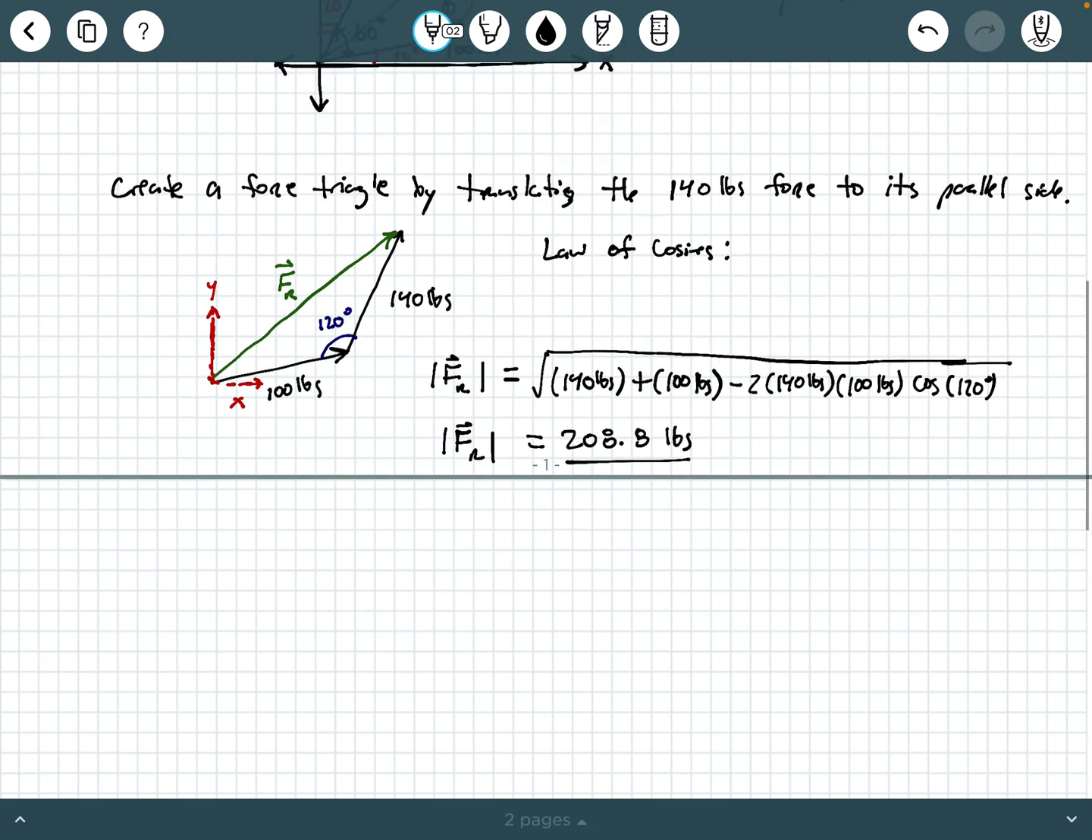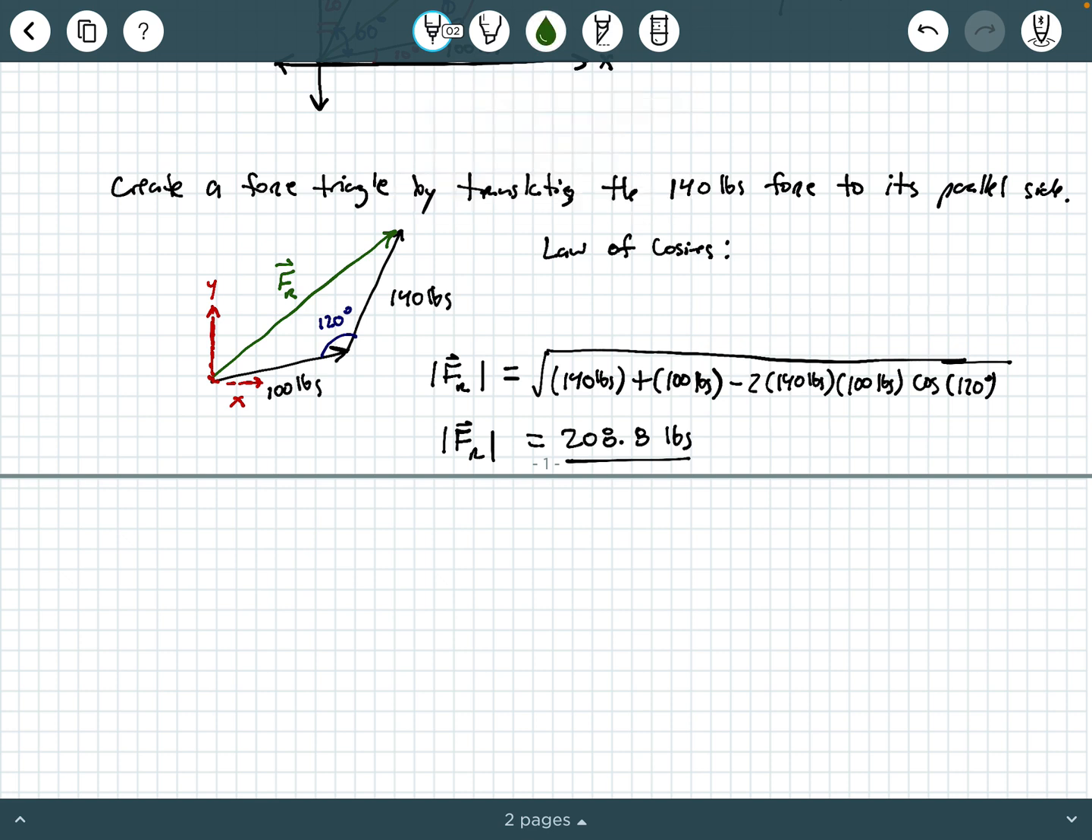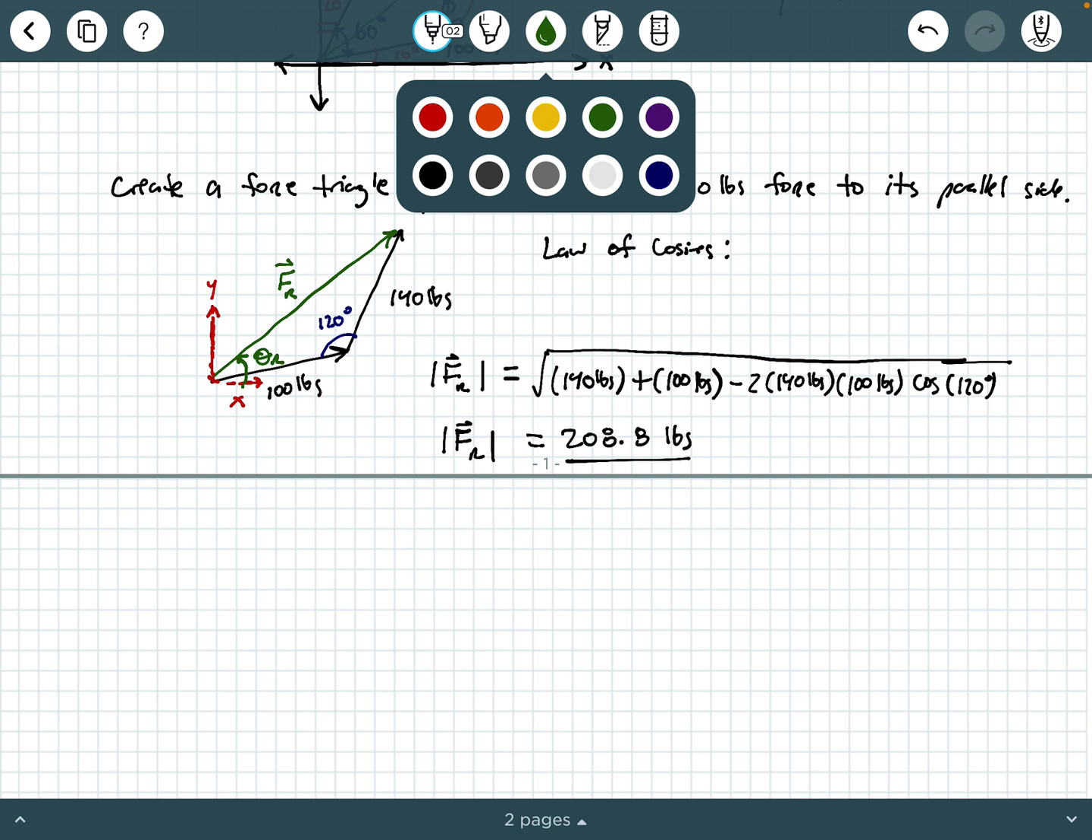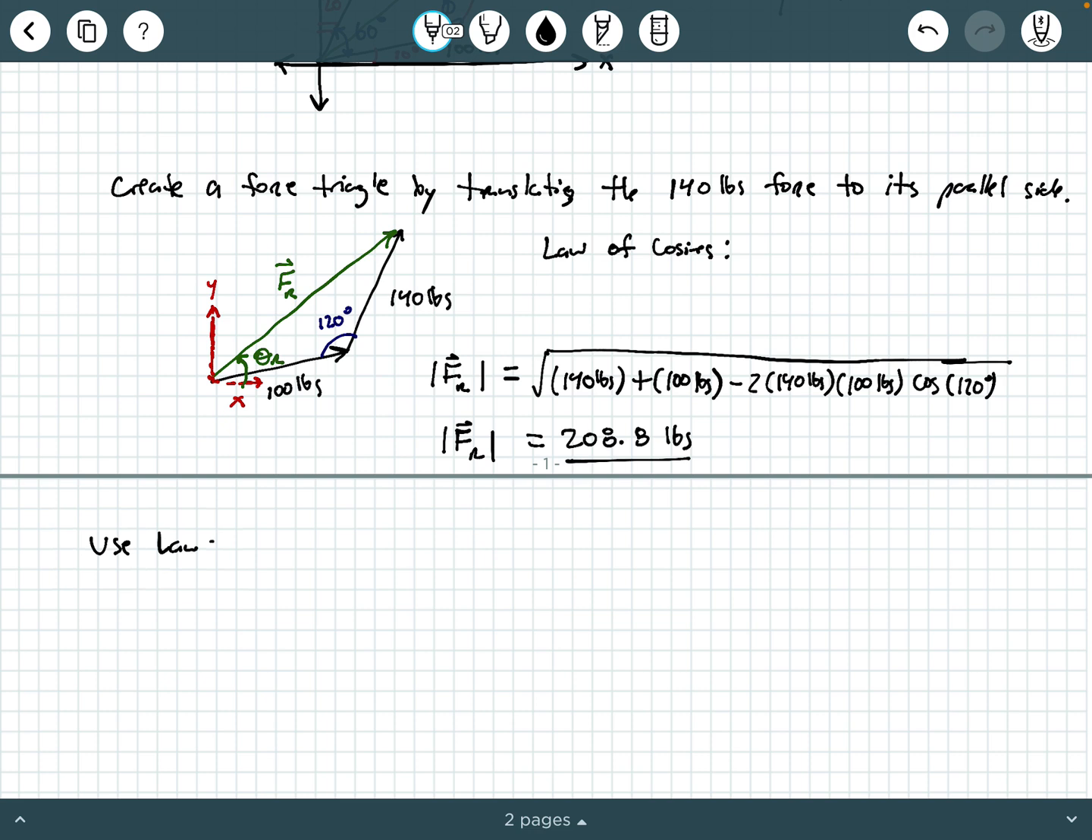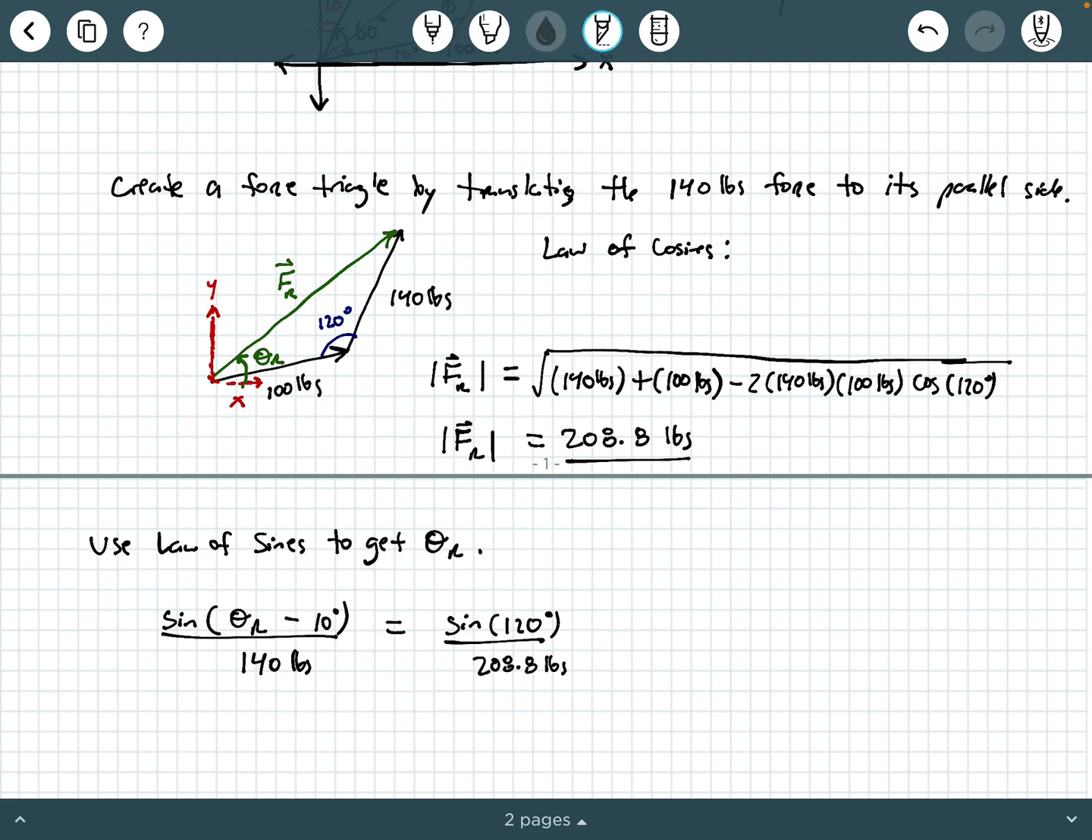But I also need the angle of the resultant vector measured counterclockwise from the positive x-axis. So I need this theta r. Again, theta r is measured from the positive x-axis counterclockwise up to F sub r. To do that, I can use law of sines to get theta resultant. So watch what I'm going to do. The sine of theta resultant minus 10 degrees divided by 140 pounds is equal to the sine of 120 degrees divided by 208.8 pounds. Now, why did I do sine of theta r minus 10 degrees?